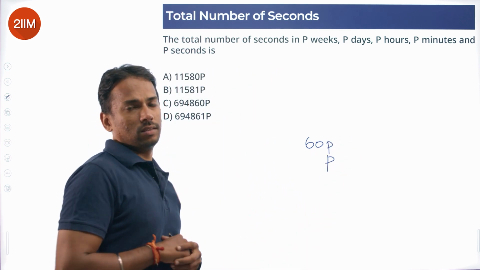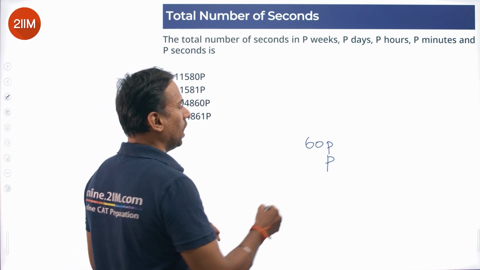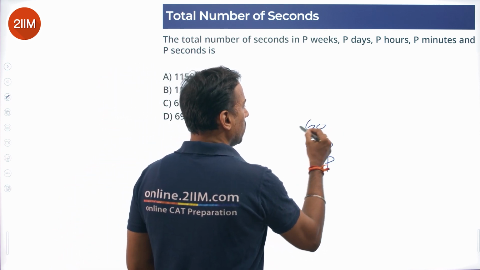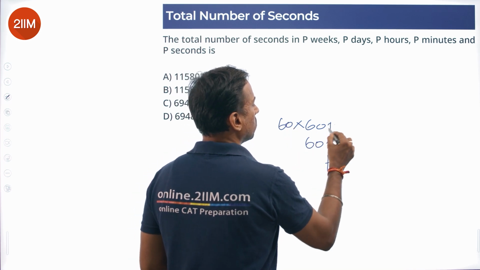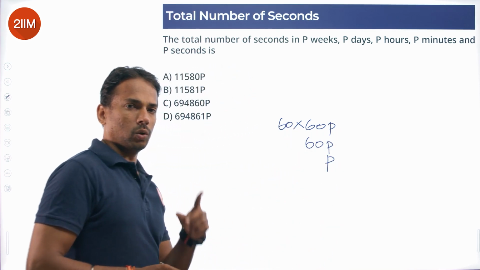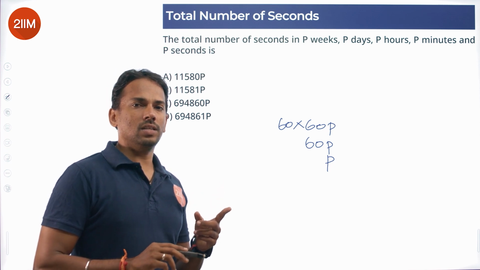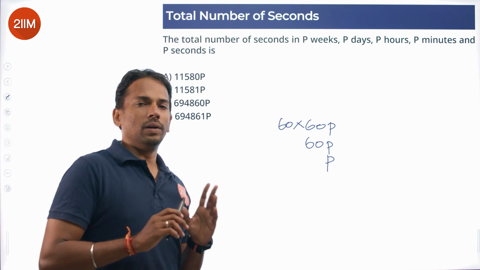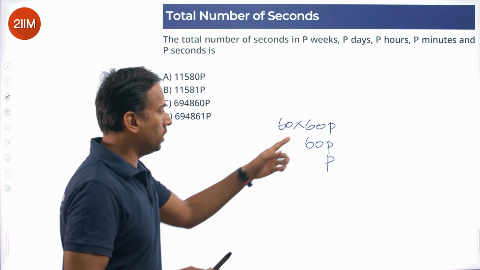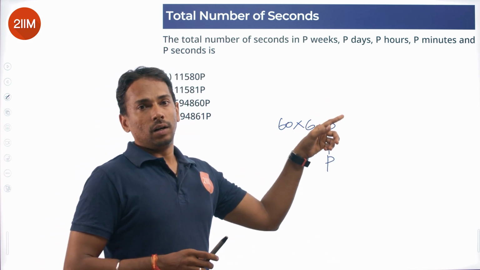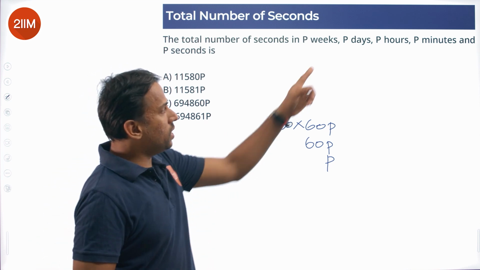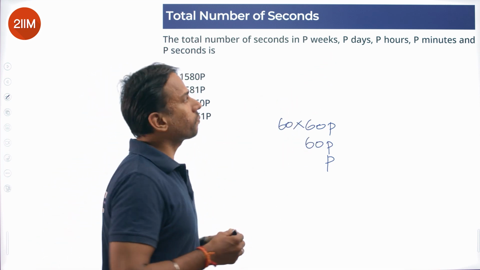P hours, so P hours will have 60 into 60 seconds. Each 1 hour we have 60 minutes, and each 1 minute contains 60 seconds. So totally there are 60 into 60 seconds in 1 hour. So P hours is 60 into 60 P.